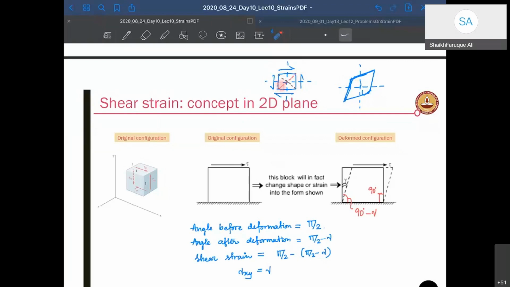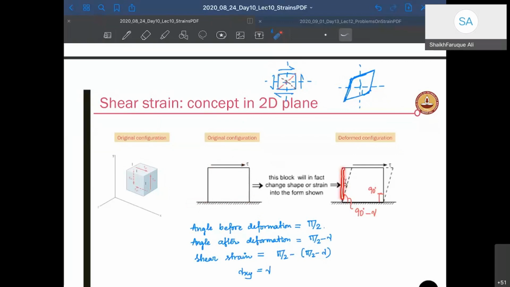Now the angle has moved from 90 to some other point. So this is that point, let's say. The bottom side is fixed. If you fix the bottom side and you give a shear force here, there is only one shear acting in that case. There won't be any two shears. So if there is only one shear acting, it will go like this.